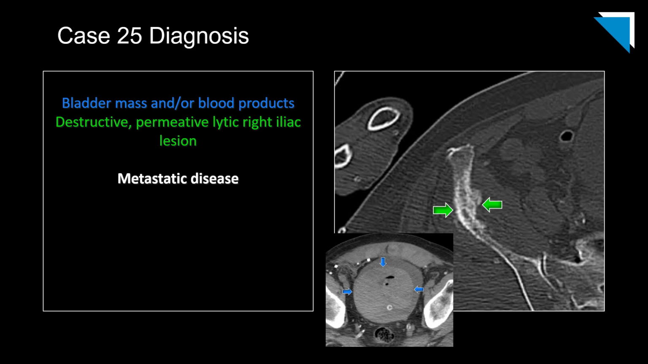We are given a history of bloody urine, and there is clearly a large mass in the urinary bladder, but it's very important to go through your entire search pattern and review all the various windows and all the reformatted images so you don't miss any important findings like this lesion here.